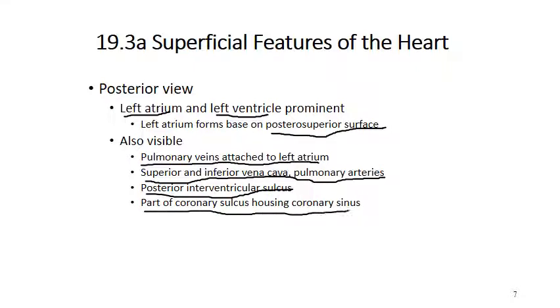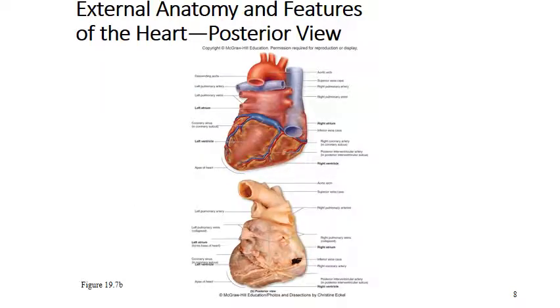sulcus that's going to be housing the coronary sinus, where all of the deoxygenated blood from the heart muscle is coming back into the right atrium to go through the pulmonary circuit to receive oxygen. So again, here's that back side, right?